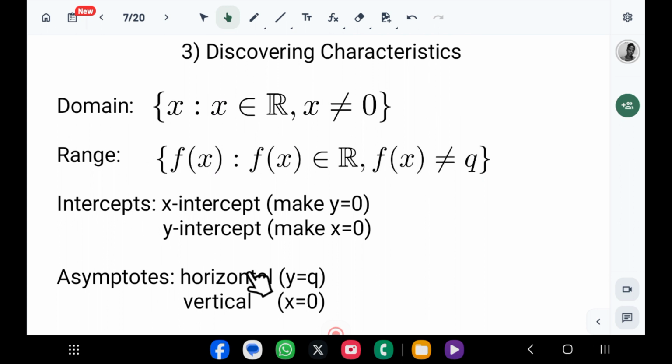Moving on, the asymptotes correspond with your domain and range. The horizontal asymptote, which is up and down, is y equals q. The vertical asymptote, which is left and right, is x equals 0. Notice that the vertical asymptote is almost identical to your domain, and the horizontal asymptote matches your range. Now the x and y intercepts are very easy. They are found exactly the same way we've been finding them all throughout. For the x-intercept, you make y 0, and for the y-intercept, you make x 0.